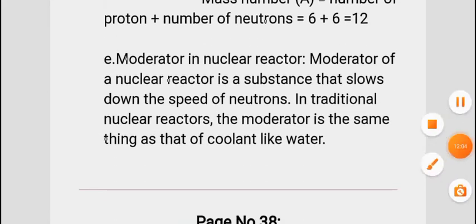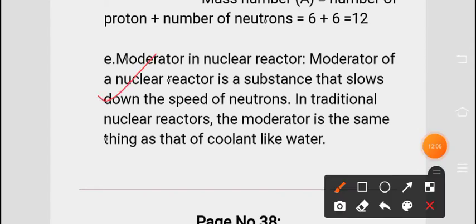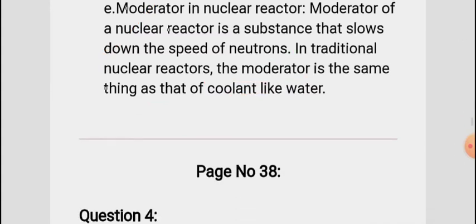Now, moderator in nuclear reactor. Moderator of a nuclear reactor is a substance that slows down the speed of neutrons. Obviously, we have seen this in the video part also. In a traditional nuclear reactor, the moderator is the same thing as the coolant, like water.